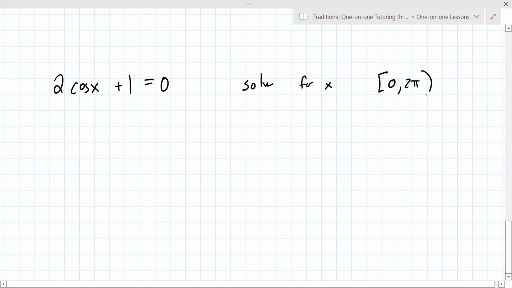Let's say I give you something like this: 2 cosine x plus 1 equals 0, and I ask you to solve. Solve for x. It'll say from 0 to 2 pi most of the time. We'll talk about those exceptions. So what I'm really asking you to do is to isolate the cosine of x. Can you tell me what the cosine of x equals once you've isolated it?